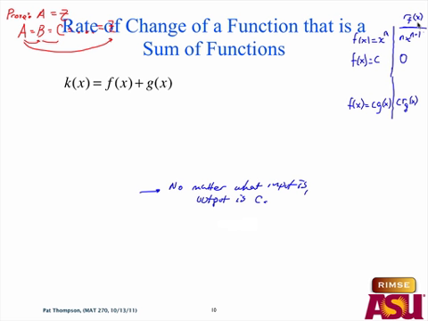Sum. See if you can do this one on your own. So, sum of functions. What would be nice if it was true? If k was the sum of two functions, then what would be the most happy result? That the rate of change of k would be the sum of the rate of changes. That's what it is. See if you can prove it.